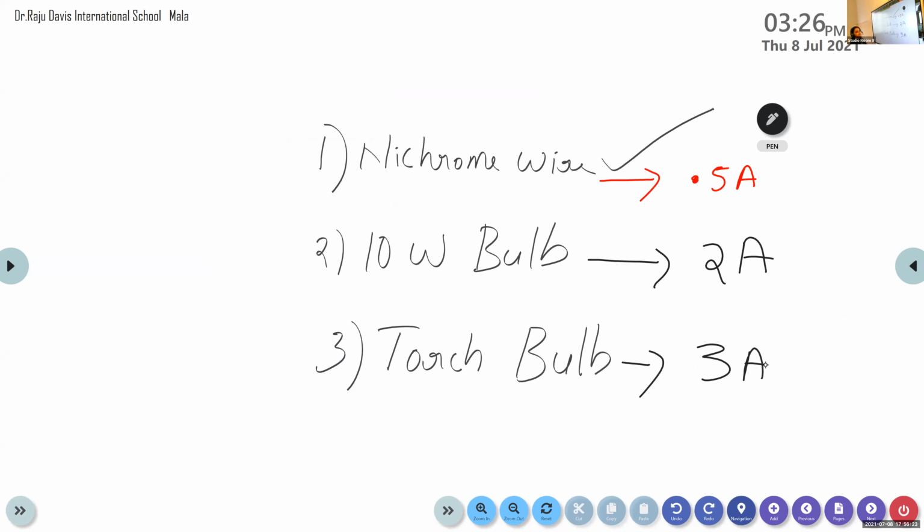So here we consider the 3 different components. One is a nichrome wire, the second one is a 10-watt bulb, and the third one is the torch bulb. So when we connect all these 3 different components to the electric circuit, we get different values for the current, right? Do we get the same values for the current or different values? We get different values for the current. And through which component does more current flow? Yes, it is through the torch bulb. And through which component does the least current flow? It is through the nichrome wire.